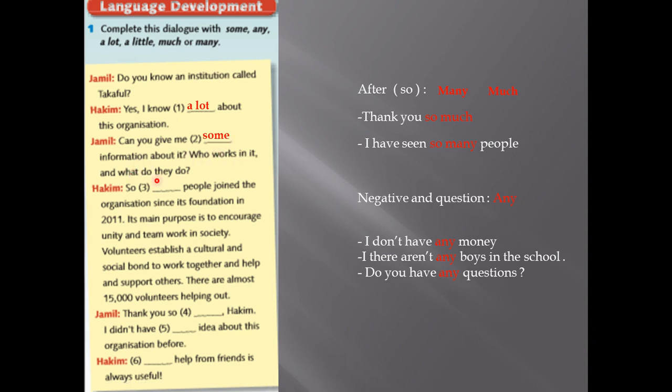Who works in it and what do they do? Hakim, so people. As we said before, with "so" we use either many or much. And as you see here, people is a countable noun. So with countable nouns, we usually use many. And the answer here: so many people joined the organization since its foundation in 2011. Its main purpose is to encourage unity and teamwork in society. Volunteers establish a cultural and social bond to work together and help and support others. There are almost 15,000 volunteers helping out.